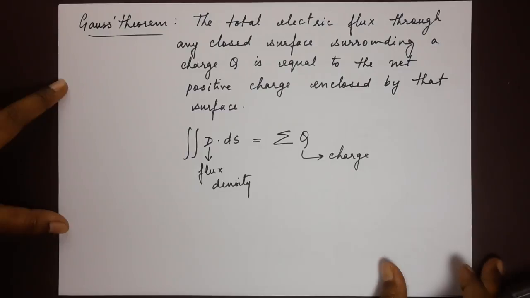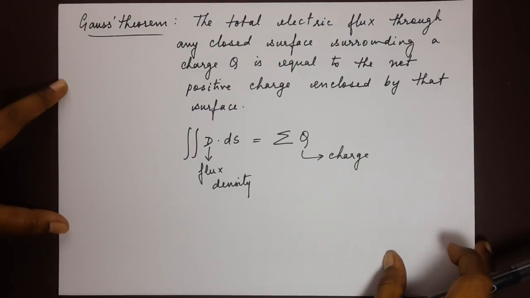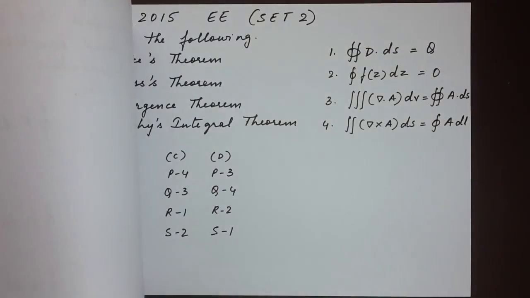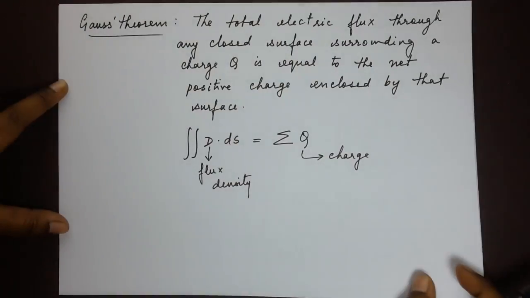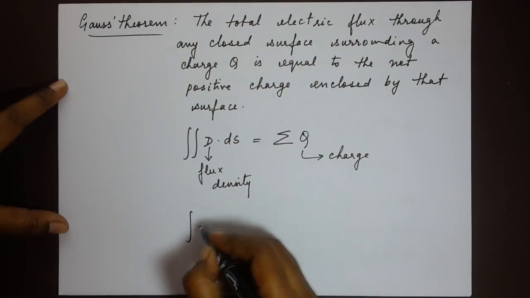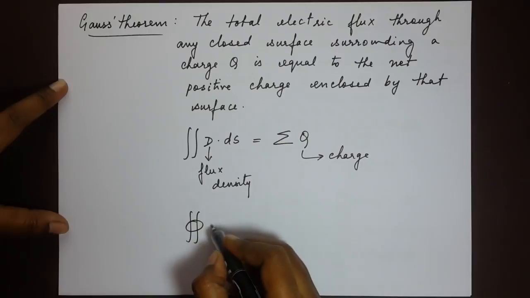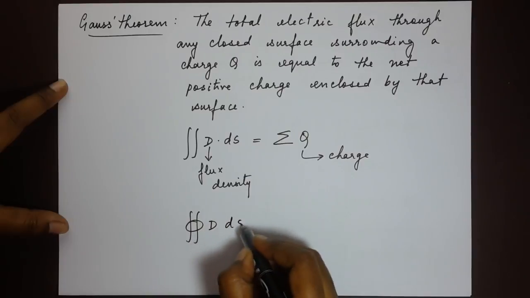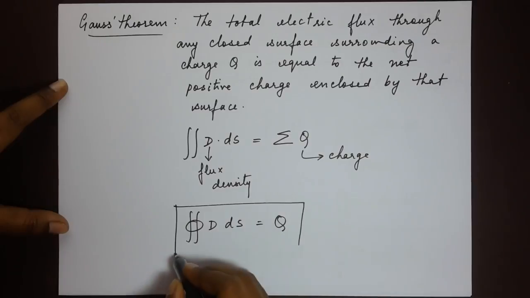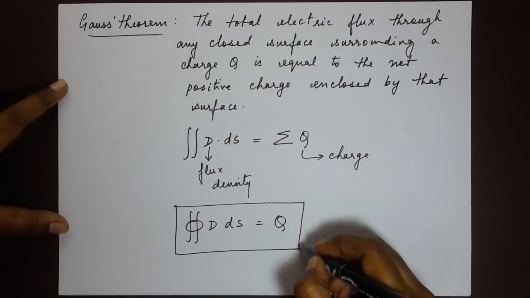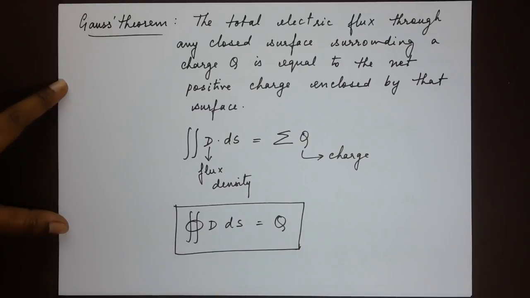So, let's try and see where this equation is in our options here. The very first one. So, we have closed surface integral D ds equals Q. So, with the options given, that's closed D ds equals Q. This is our equation for Gauss's theorem. I hope this makes sense.